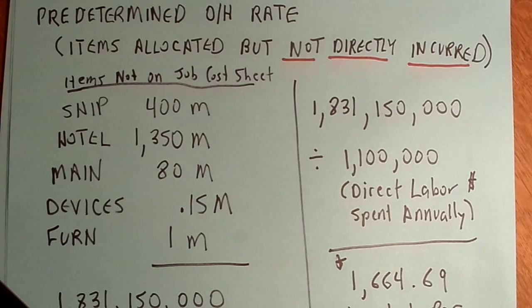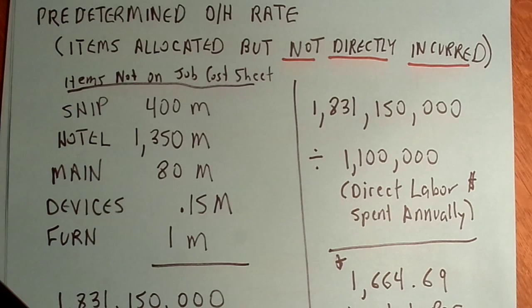So the predetermined overhead rate says take total overhead to be allocated and divide it by the activity base. This is just a shade peculiar, but it works. It's a shade peculiar from what the book shows you. So I've taken the only number I have, which is direct labor spent annually of $1,100,000. So I took a dollar figure.